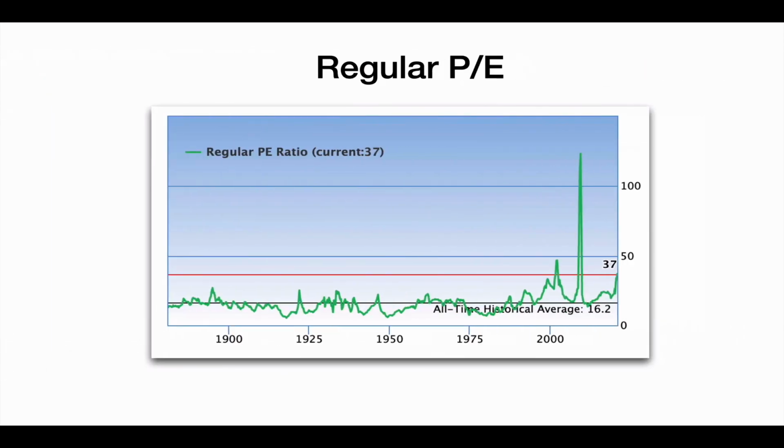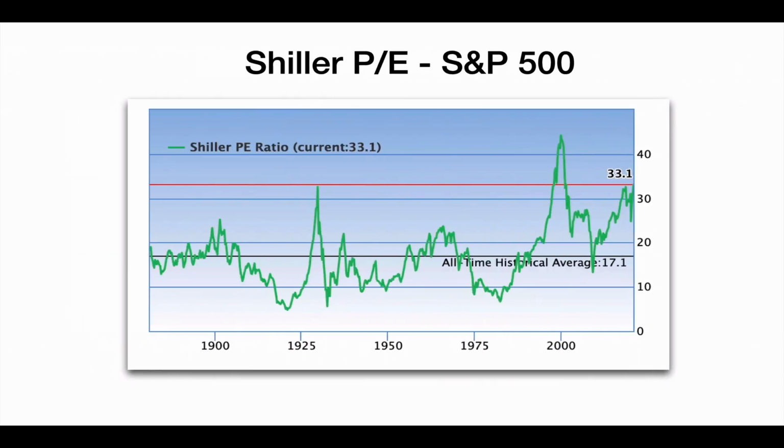Compare this to the regular PE, and you can see that there was just a huge spike in 2008. This was the financial crisis, and companies' profits collapsed, which is why there was a big spike. But you can see the Shiller PE becomes much more useful.